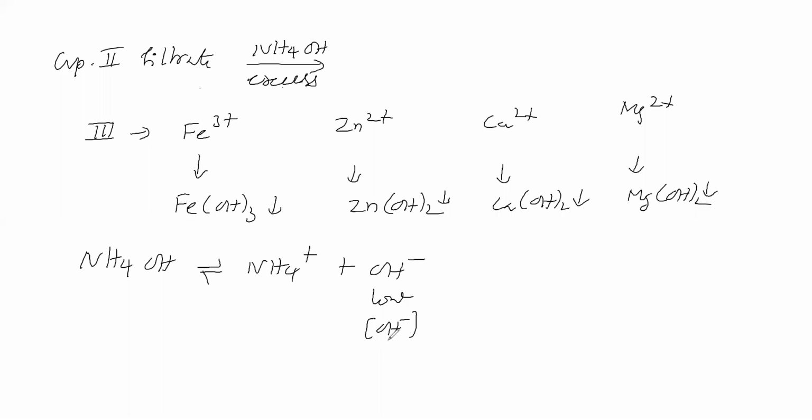At this lower concentration itself, the ionic product is greater than the solubility product of all. So, in order to precipitate hydroxide, we have gone for a weak base, not a strong base. Even with a weak base, all the group cations are precipitating, from group 3 to group 6.